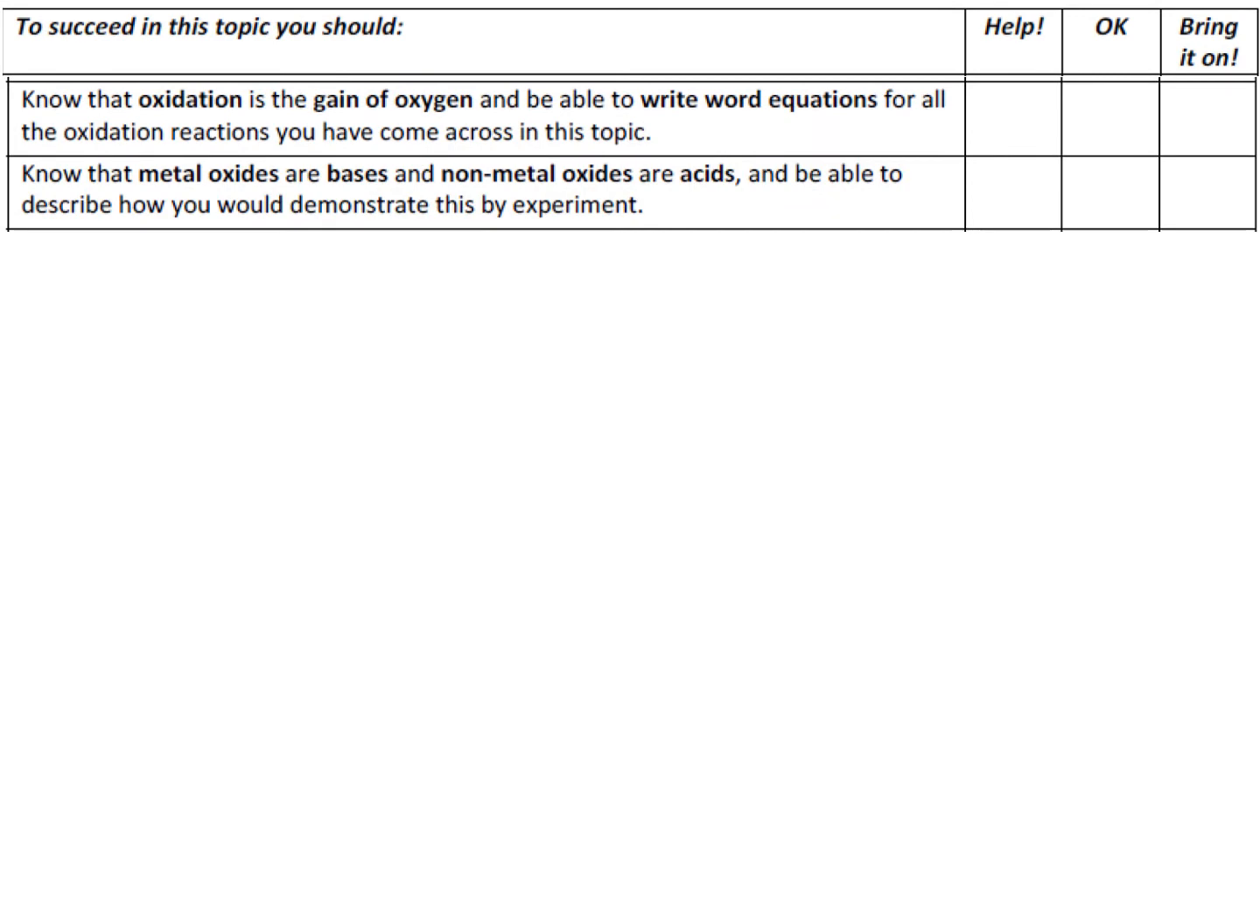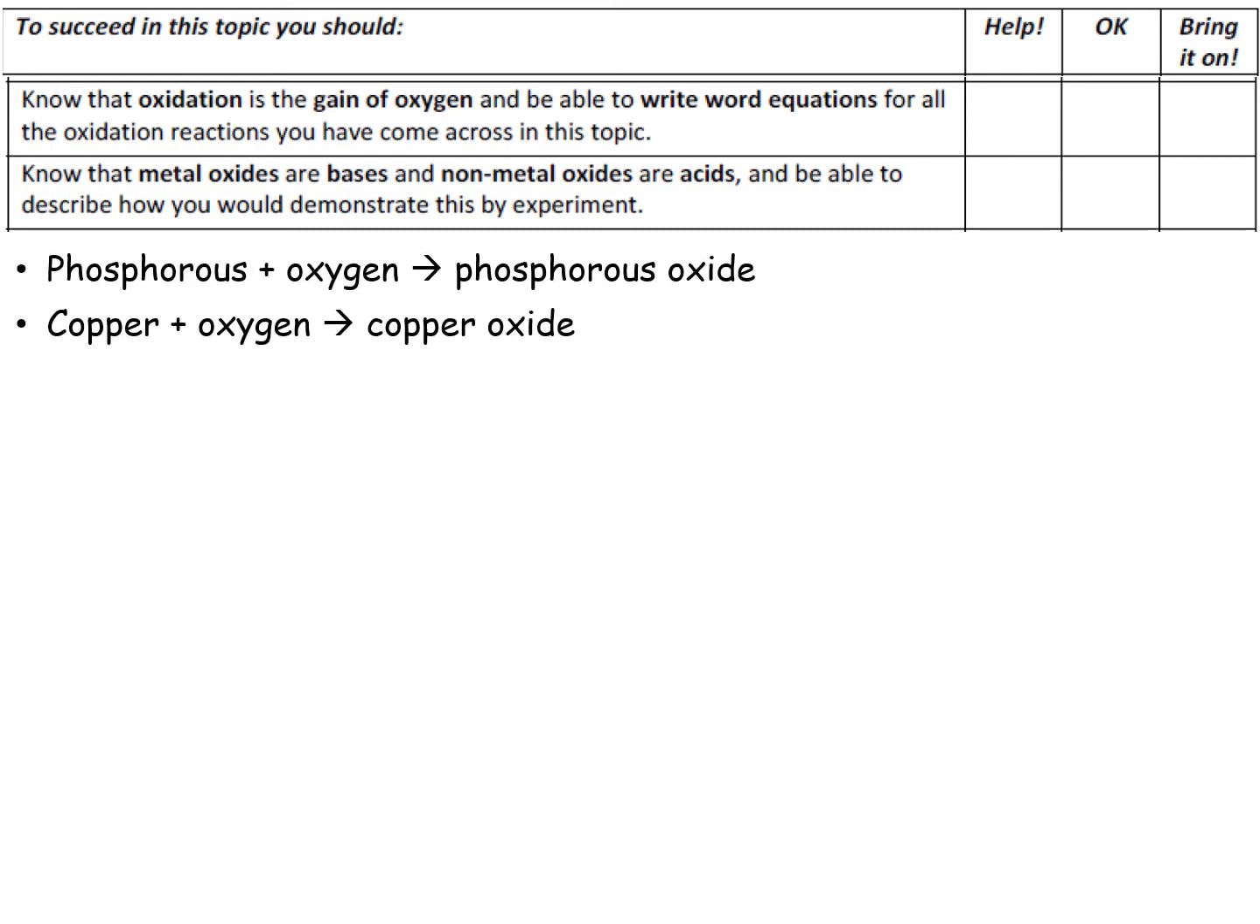Okay, so your next topic checklist is writing word equations for all the oxidation reactions that you've come across. So they're all pretty much the same. They follow the same pattern. You just need to be careful with the ending. So it does change to oxide and not phosphorus oxygen or copper oxide or copper oxygen. You have to change the ending to "-ide" or you won't get the mark.